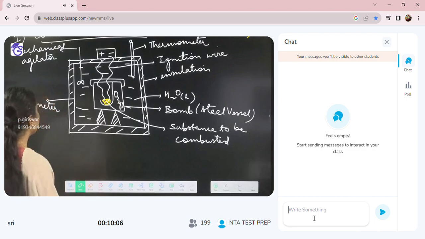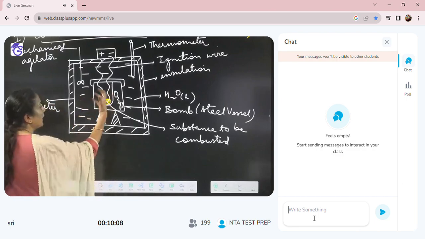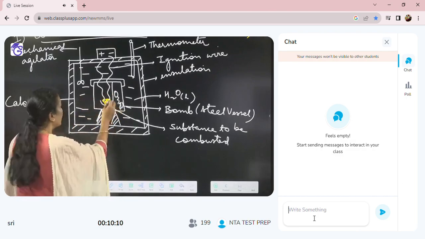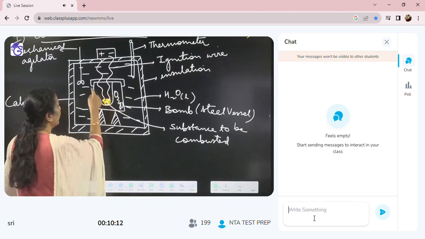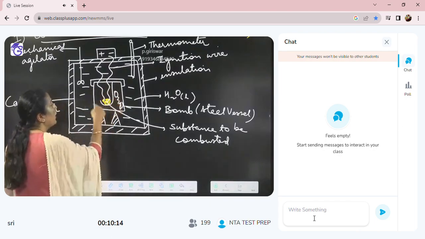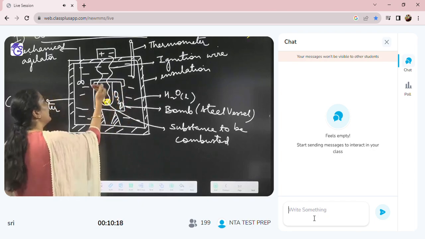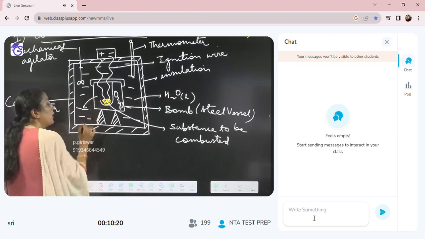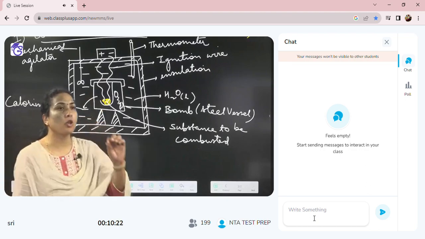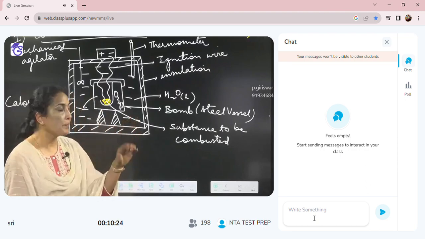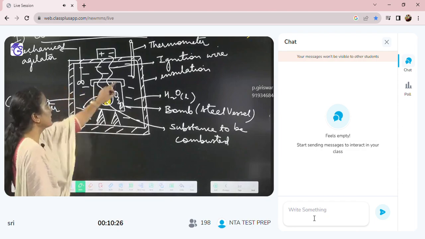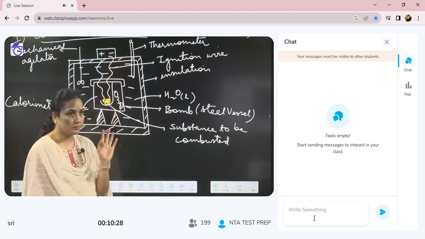So you should understand what happens when the combustion reaction starts. Whatever heat is liberated will first warm up the bomb vessel surface, and then the heat is going to travel into the water. So the temperature of the water is going to rise, and when the temperature of the water rises, that will be recorded in this thermometer.